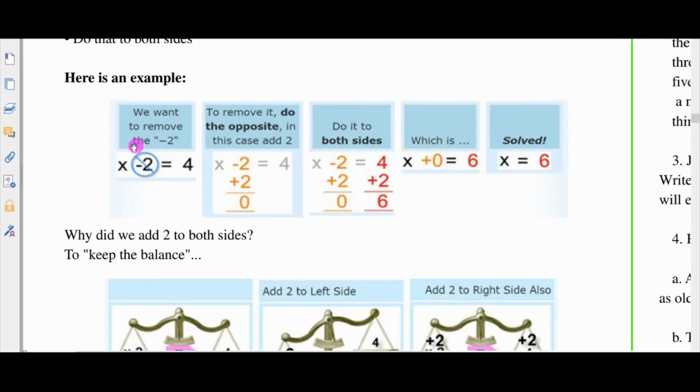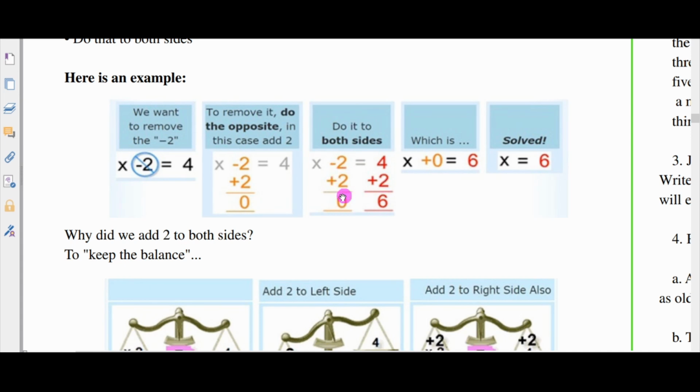So let's look. Here is an example. We want to remove the minus 2. Here it is, x minus 2 is equal to 4. We want to remove this. To remove it, do the opposite. In this case, you're going to add 2. So minus 2 plus 2 is going to be equal to 0. Do it to both sides. So x minus 2 plus 2 on this side is equal to 4 plus 2. So we add 2 to this side and we add 2 to this side.